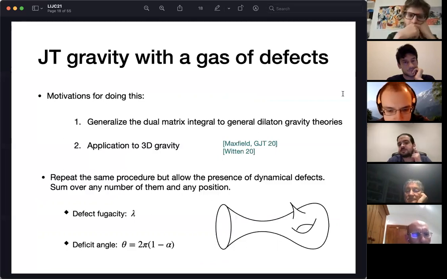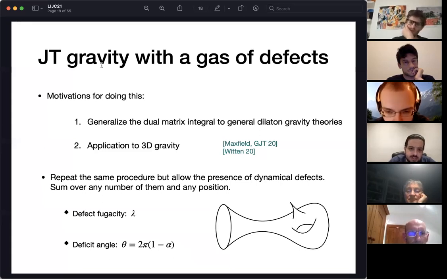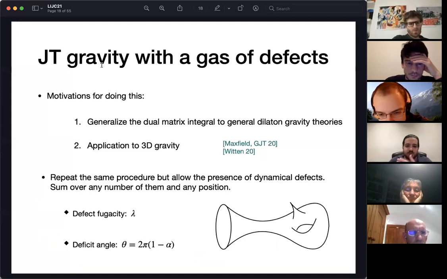Okay, so now I will briefly explain a generalization of JT gravity by adding a class of defects. There are two motivations to do this, and one is that we want to generalize the dual matrix integral to general dilaton-gravity theories. The idea is that there is one function's worth of matrix integrals given by the matrix potential, and one function's worth of dilaton gravities given by something called the dilaton potential. So it's natural to expect them both to be the same, and that's what we want to see.